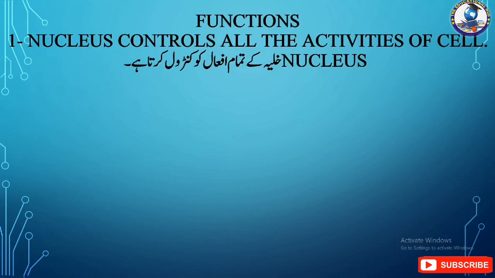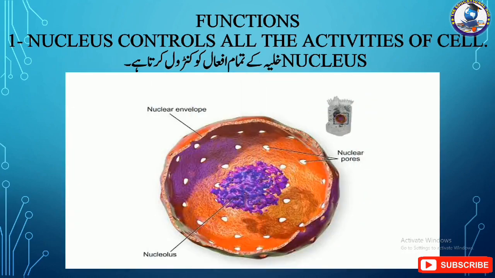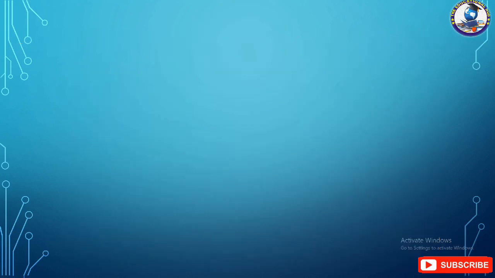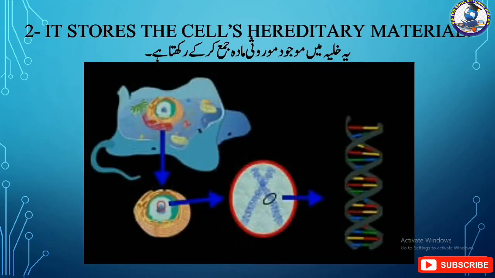Now we are going to learn the function of a nucleus. First of all, nucleus controls all the activity of a cell, as our brain controls our whole body. Similarly, a single cell is controlled by a nucleus. Nucleus stores the cell's hereditary material, which is responsible for the transfer of characters from parents to their offspring.